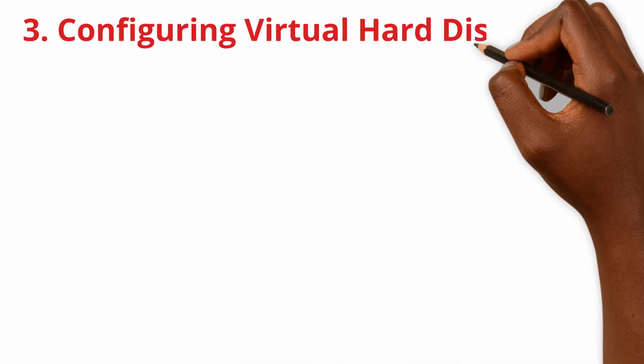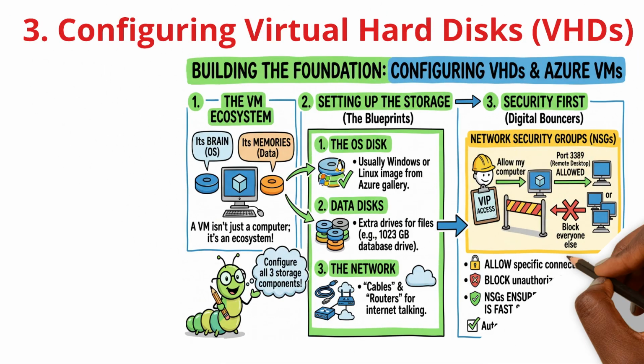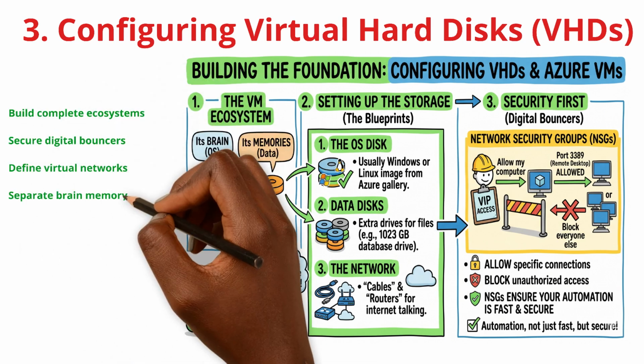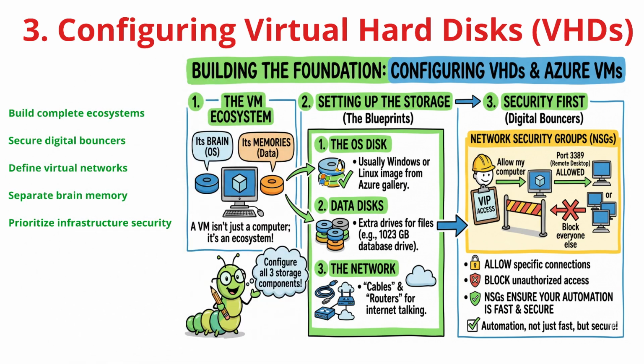Every virtual machine needs a solid foundation to function. Think of the OS disk as the computer's brain and the data disks as its long-term memory. But a VM doesn't exist in a vacuum. It needs an entire ecosystem to survive. When we build using templates, we define the cables and routers through virtual networks, so your VM can communicate. Most importantly, we hire digital bouncers called network security groups. These NSGs ensure that while your automation is lightning fast, it's also locked down tight, allowing only the right people in and keeping everyone else out.